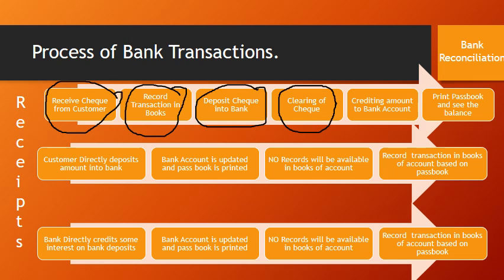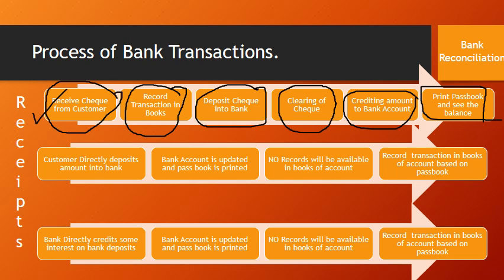The bank will collect all these checks. They receive them from one customer, and they will be receiving them from all other customers as well. They club all the checks, go to a clearing house and clear the checks. Once the check is cleared, the amount will be credited to the bank account. And once the amount is credited, then we can print the passbook and see the balance. This is with respect to checks.